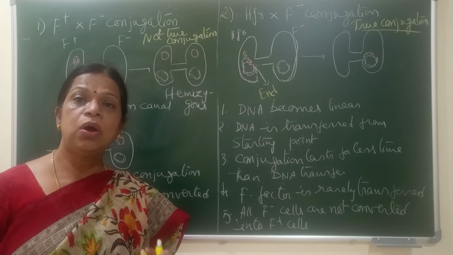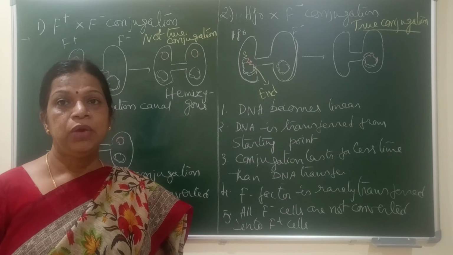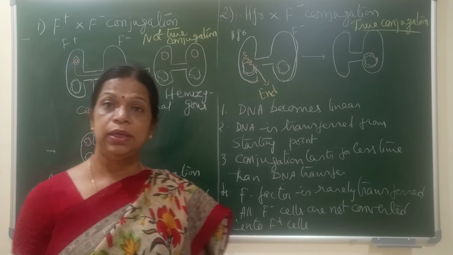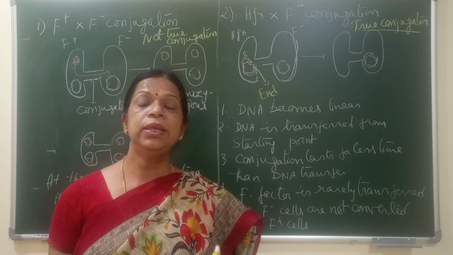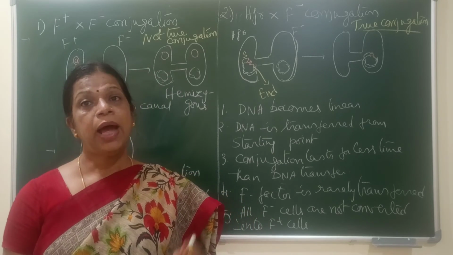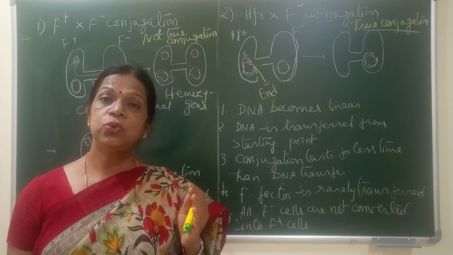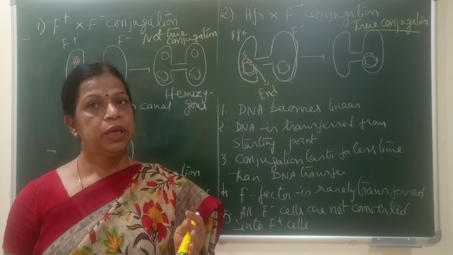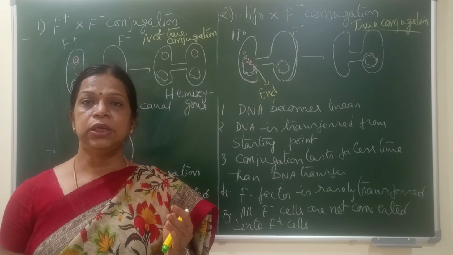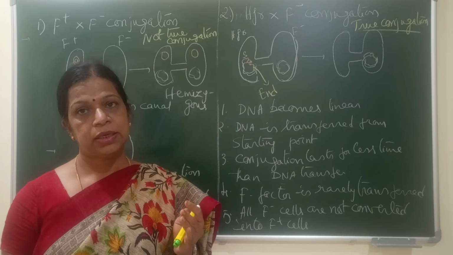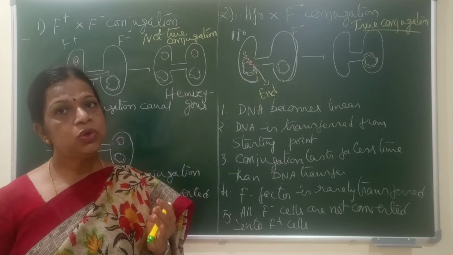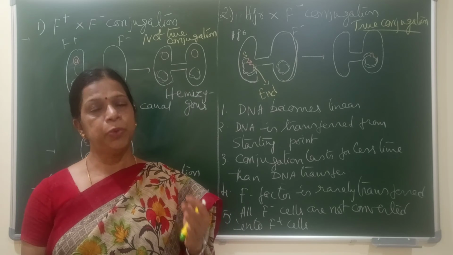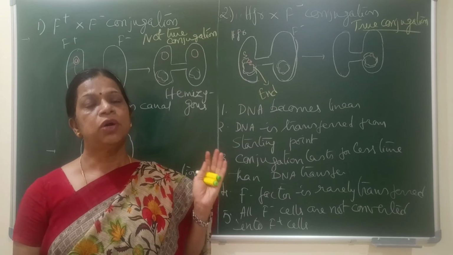Conjugation is the most common process occurring in nature. We have studied the other two types also, transformation and transduction. Transformation occurs very rarely in nature, unless the cell is exposed to extreme conditions. Transduction occurs in nature, but it is again very rare. So in nature, the most common type of transfer which occurs is conjugation.